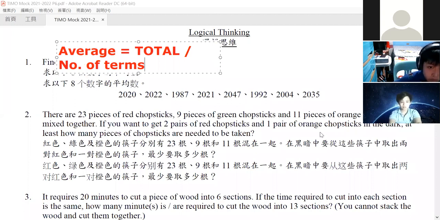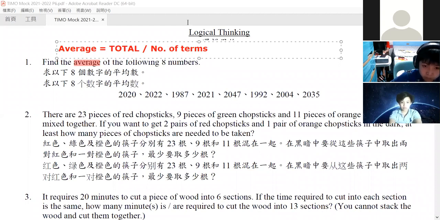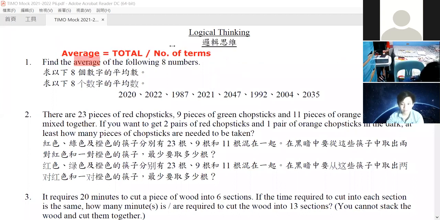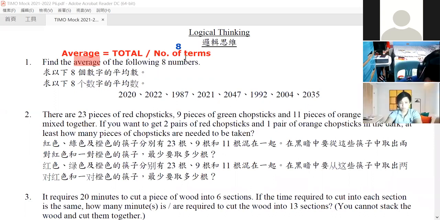So all we need to do is to find out the total, because in this case there are 8 numbers, so we already know that the number of terms is 8. So all we need to do is just sum them all. Now, you can try to sum it directly, but it is not advisable because these numbers are big. Instead, you should try to think of all these numbers as 2000 plus or minus some number.